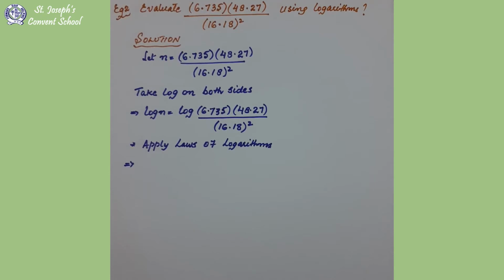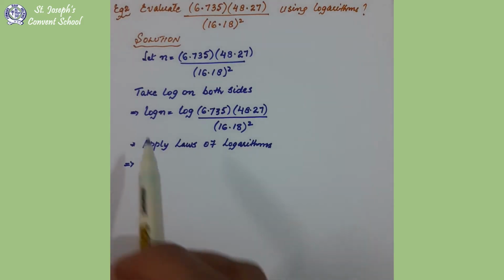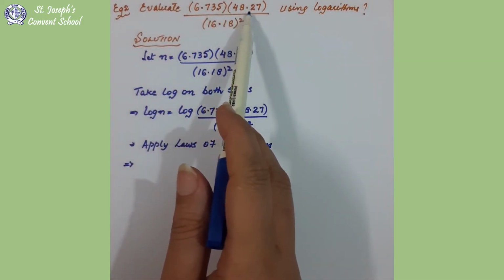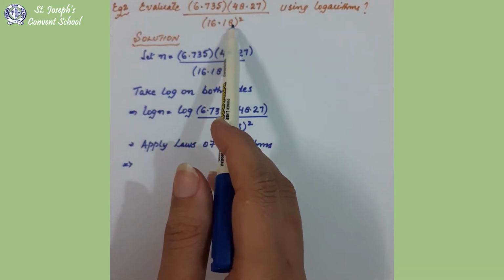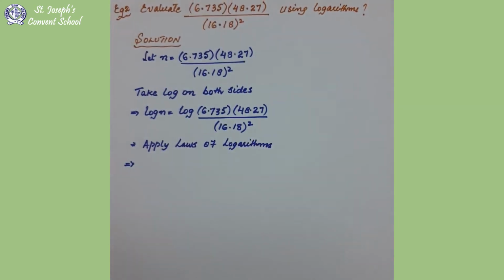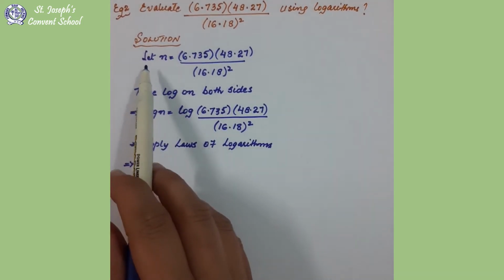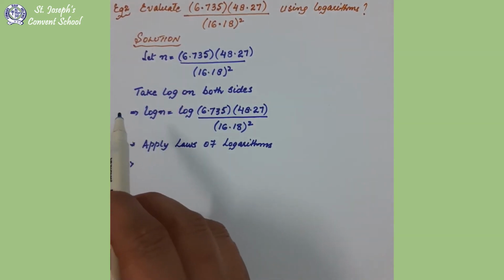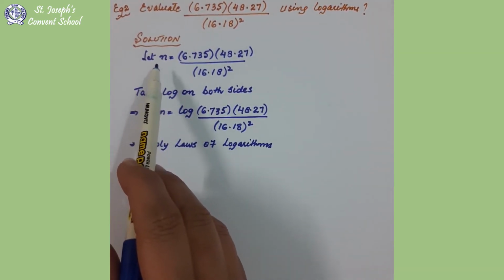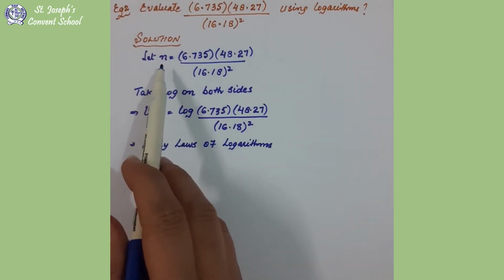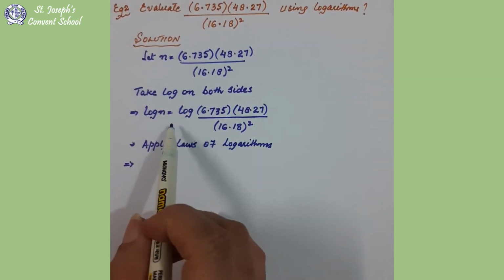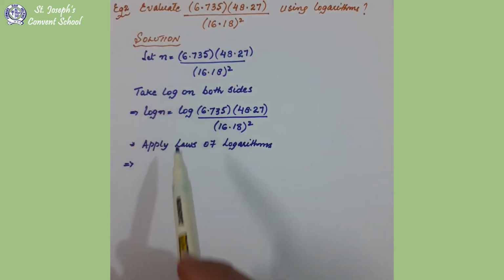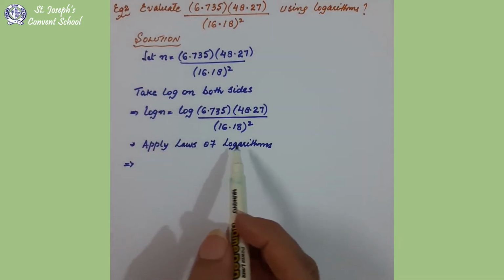In this example, you can see, evaluate 6.735 times 48.27 divided by 16.18, the whole square. Now in this same way you have to suppose let n equal this question, and again you can use any letter, x or n. After supposing, you will take log on both sides. This you have to do in every question. These two steps. The next step is to apply laws of logarithm.